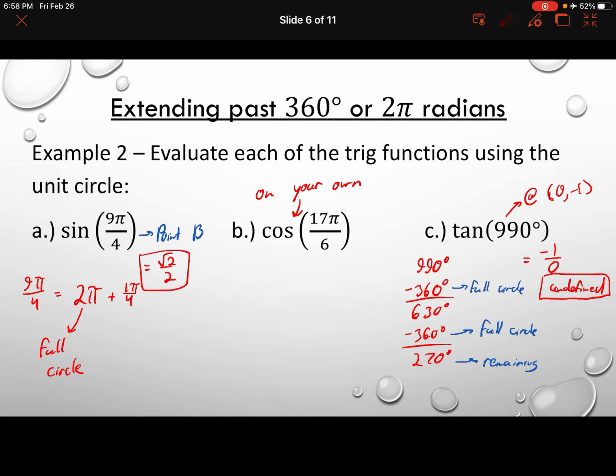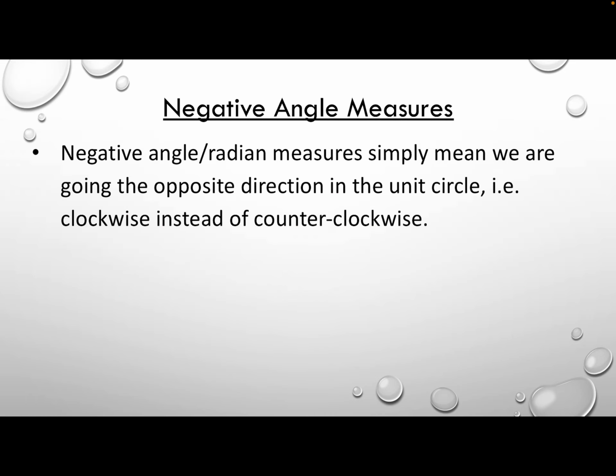All right. So now let's look at something that is new. We've never looked at these kinds of angle measures before, and we're talking about negative angle measures. So what does that mean? What are negative angle measures, or how do they work? The way negative angle measures work is that they simply go in the opposite direction.